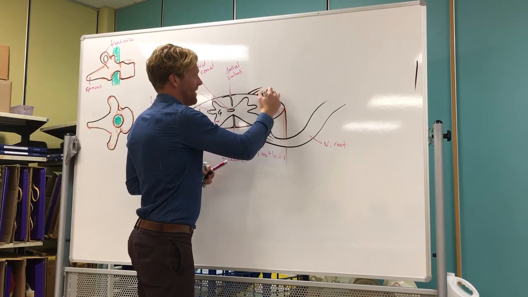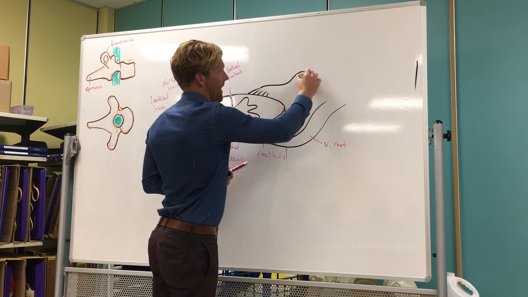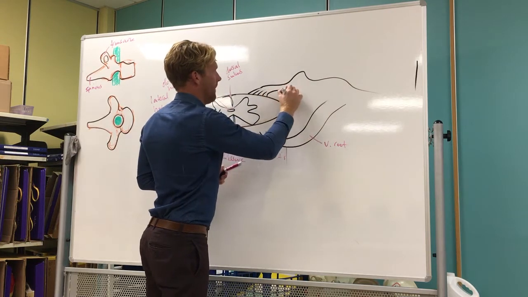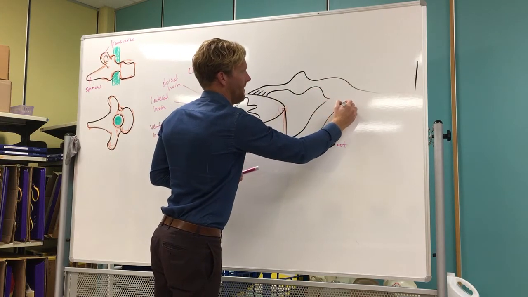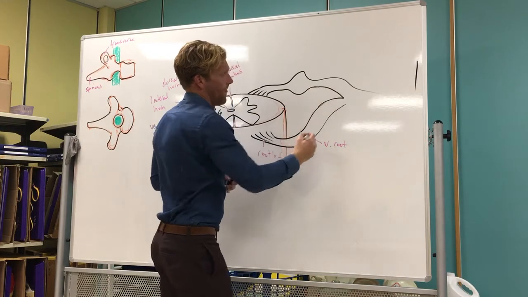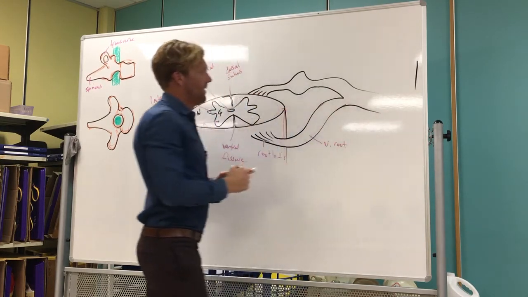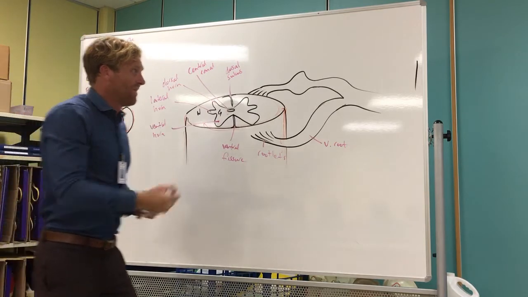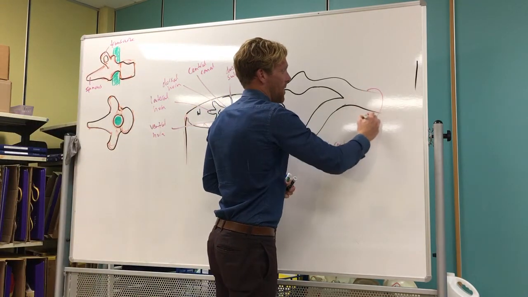On the dorsal side, we have a similar thing going on. We've got a series of dorsal rootlets. They come out, you have a little bump, and then these guys are going to connect with the ventral root. When they connect, that forms the spinal nerve.